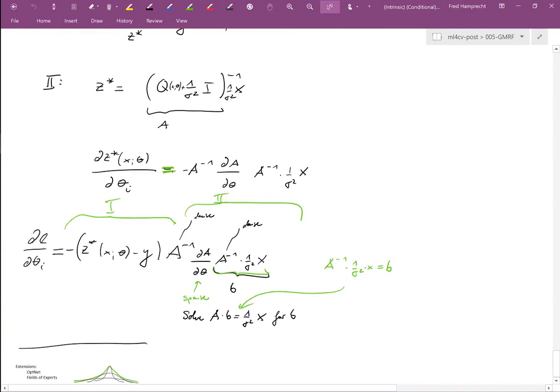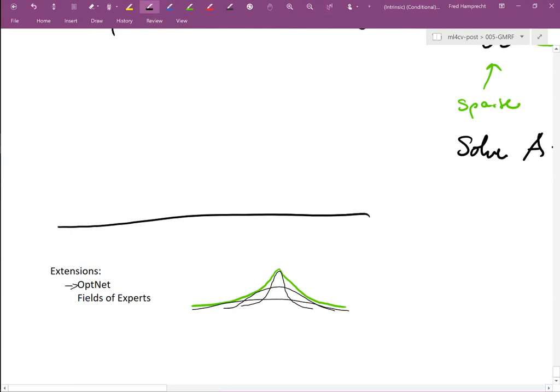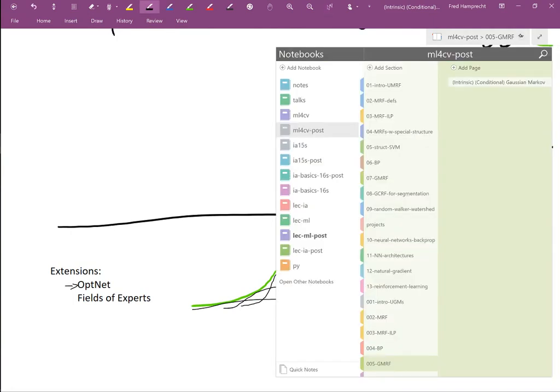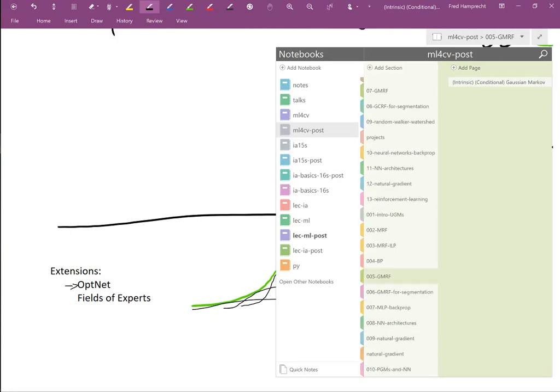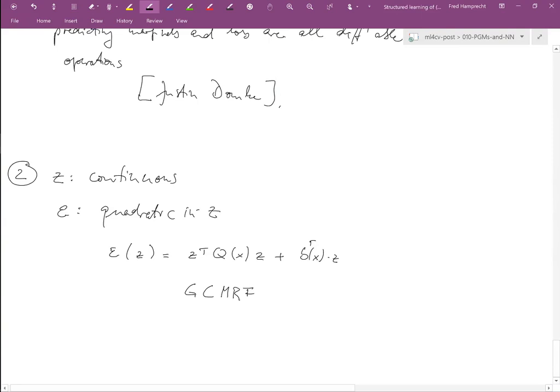Okay. And I mentioned at the time the OptNet as a small extension. The OptNet was a paper which also allows to impose constraints in addition. For example, A X Z should be larger than, like this.